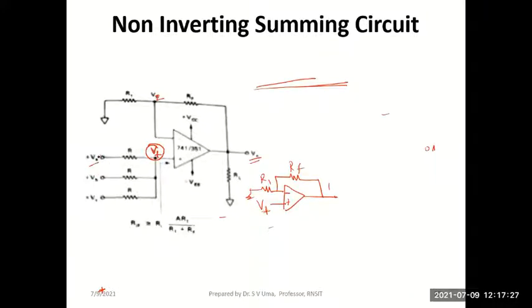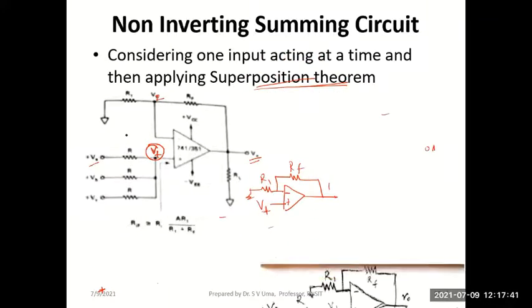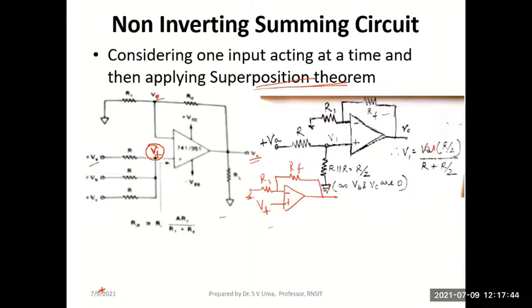According to the superposition theorem, we'll be considering only one input to be active at a time, and the other two inputs will be grounded. So, when I write the equivalent circuit by considering VA as the input signal that is active, and VB and VC are grounded, I showed you that because of these two being grounded, we will have R in parallel with R, which results in a value R by 2, and the input VA is given through this resistance R.